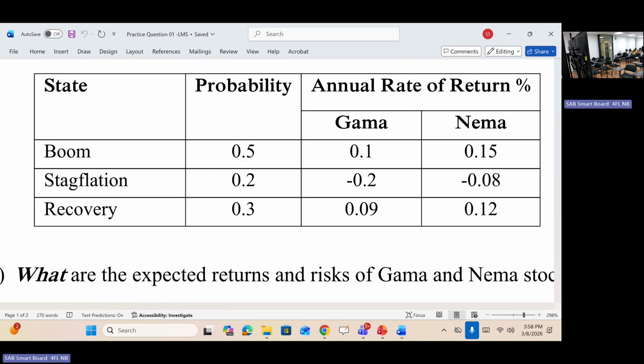How can you take the weights? If you want to calculate the expected return of the portfolio, you should have an idea of the weight. You have 300 grams. Out of that, 180 goes to G and 120 goes to the other one. So 180 divided by 300 is the weight for G, and 120 divided by 300 is the weight for N.